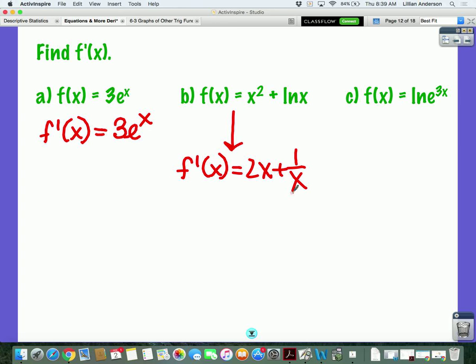Now, who remembers from the exponential logarithmic unit? They cancel out. What cancels out? The e and the ln. Yes, ln and e cancel each other out, which means that your exponent is going to drop down. So this is really just f of x equals 3x. What's the derivative of 3x? 3. There you go. So don't forget about your rules as well when it comes to the exponential ones.